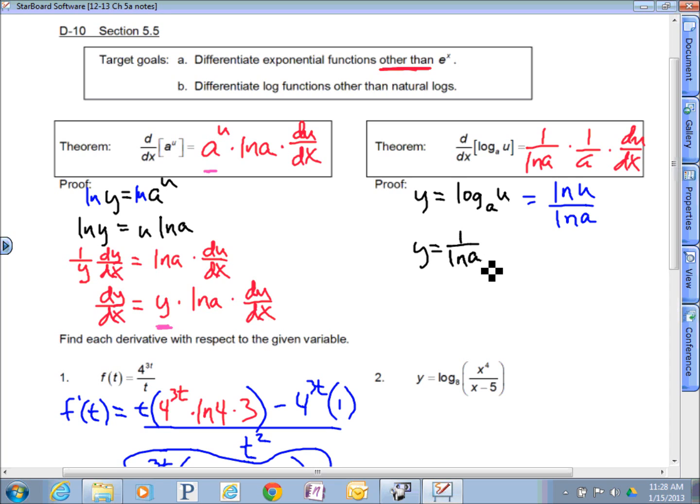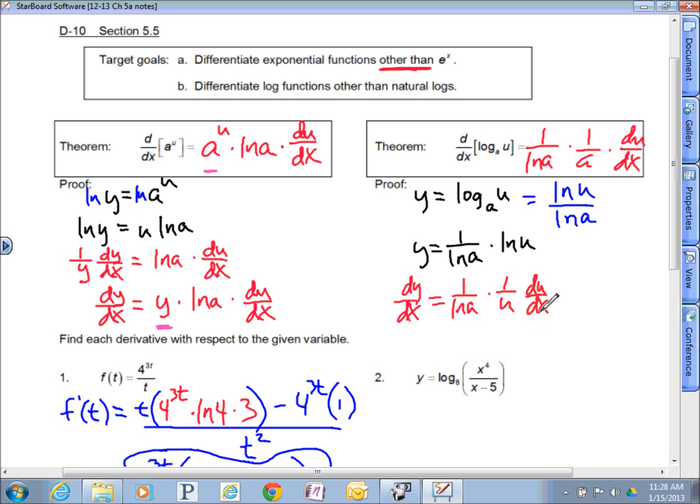That's a number, that's a constant, times the natural log of u. U, again, is a function of x. So when I go to take my derivative of y, dy over dx, well, that 1 over natural log of a is a number, so that's just a constant along for the ride. Derivative of natural log of u, 1 over u times 1 over u times du over dx.